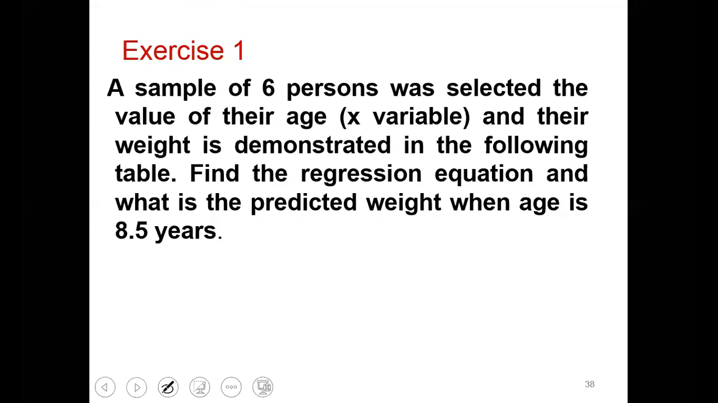So we are measuring from 6 people, age and the weight. Normally in the exam, we don't say age is the X variable, so we'll have to identify which is the X variable and which is the Y variable. X variable is an independent variable. Y variable is a dependent variable. So which depends on which? Does age depend on weight or weight depend on age?